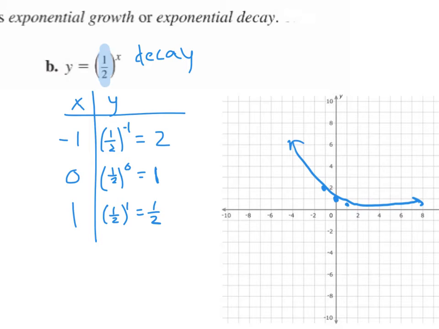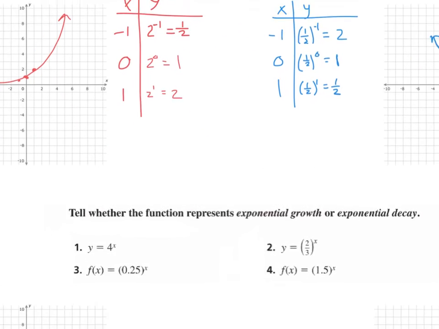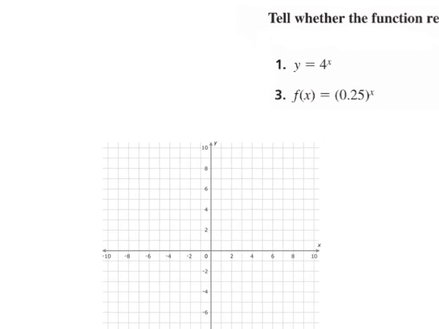So our graph is decreasing, which shows that we have decay, so we know we graphed it right. Any questions on this one? All right, let's look at number 1.